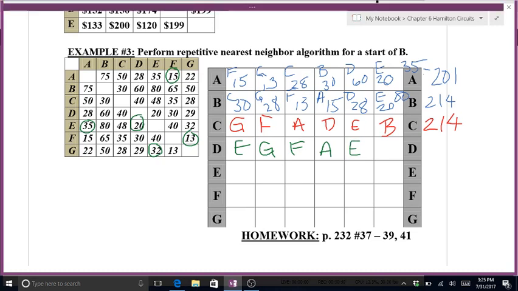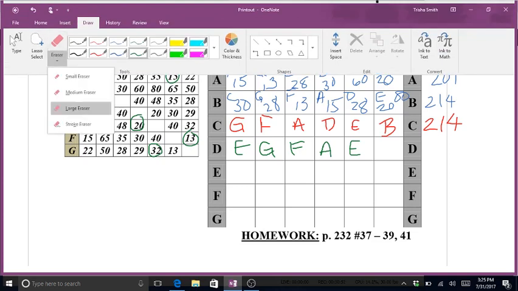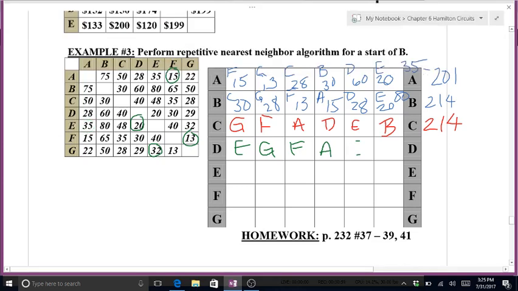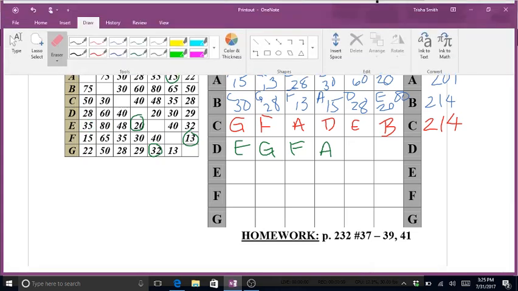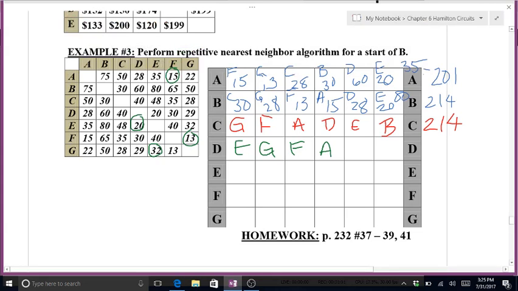So we're going to have to go to E. Oh, wait, we already went to E. I lied. Can't do E either. What do we have left? Let's see. B and C. So we're stuck between B and C. Where are we heading? B or C? It looks like we're going to head to C. So 50. And from C, we've got to head to B. So that's 30. And from B back to D, that's 60.